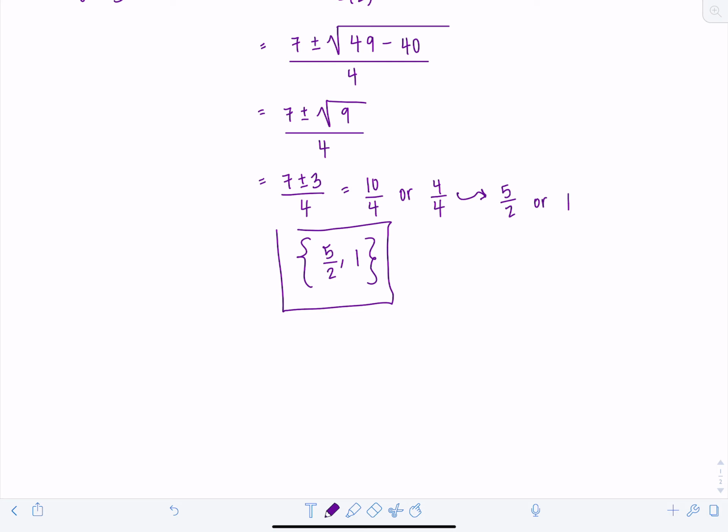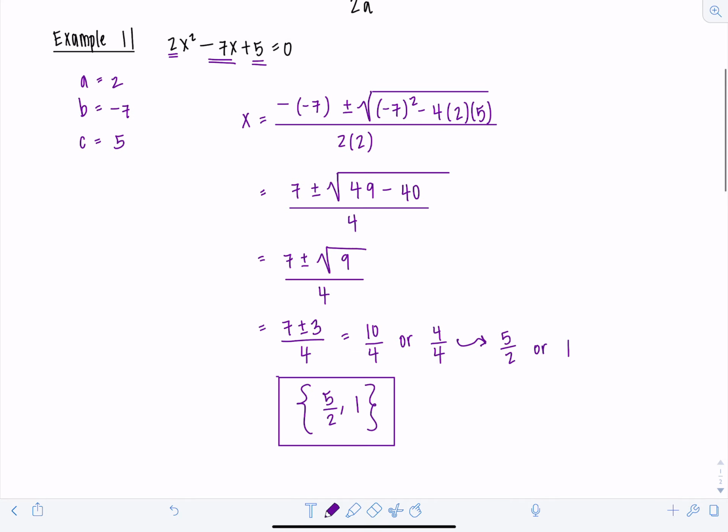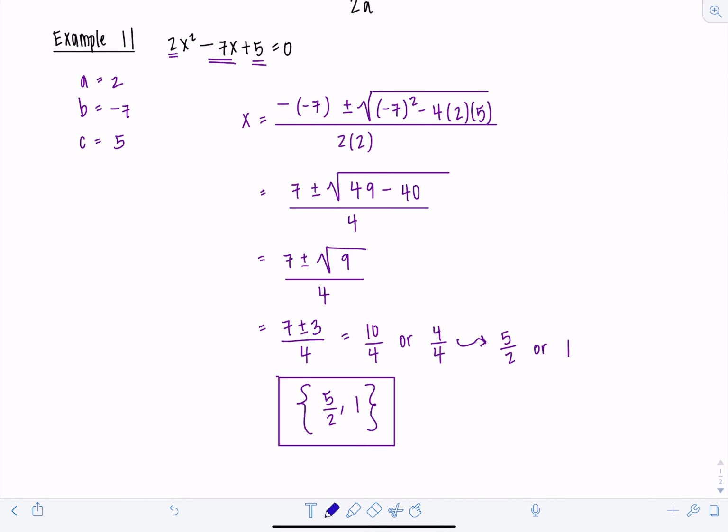Now, you may notice that both of these are rational numbers, which means we actually could have solved our equation by factoring. But we're just assuming that the directions tell us to solve using the quadratic formula, so that's what we did. However, if given the choice of how to solve an equation, factoring is typically a lot easier and more straightforward. So let's confirm this solution using factoring and the zero product property.